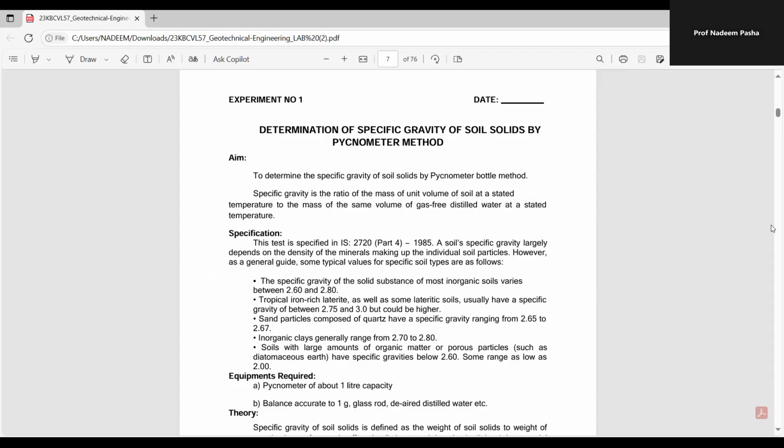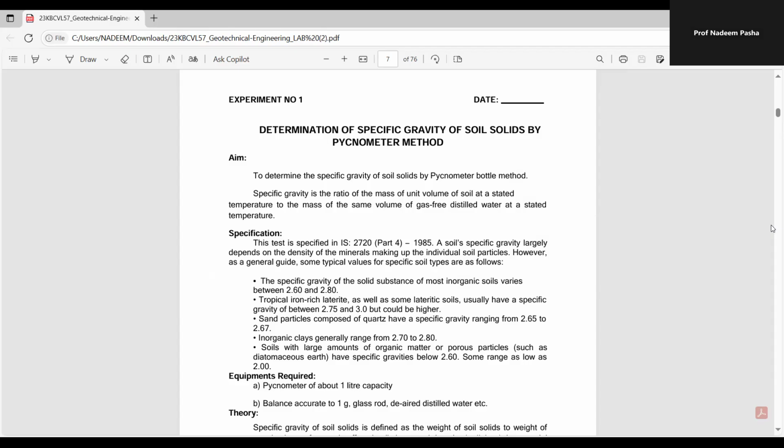So how are we defining specific gravity? It is defined as the ratio of mass of unit volume of soil at a stated temperature to the mass of same volume of gas-free distilled water at a stated temperature. So what is the specification? This test is specified in IS 2720 Part 3, 1980.